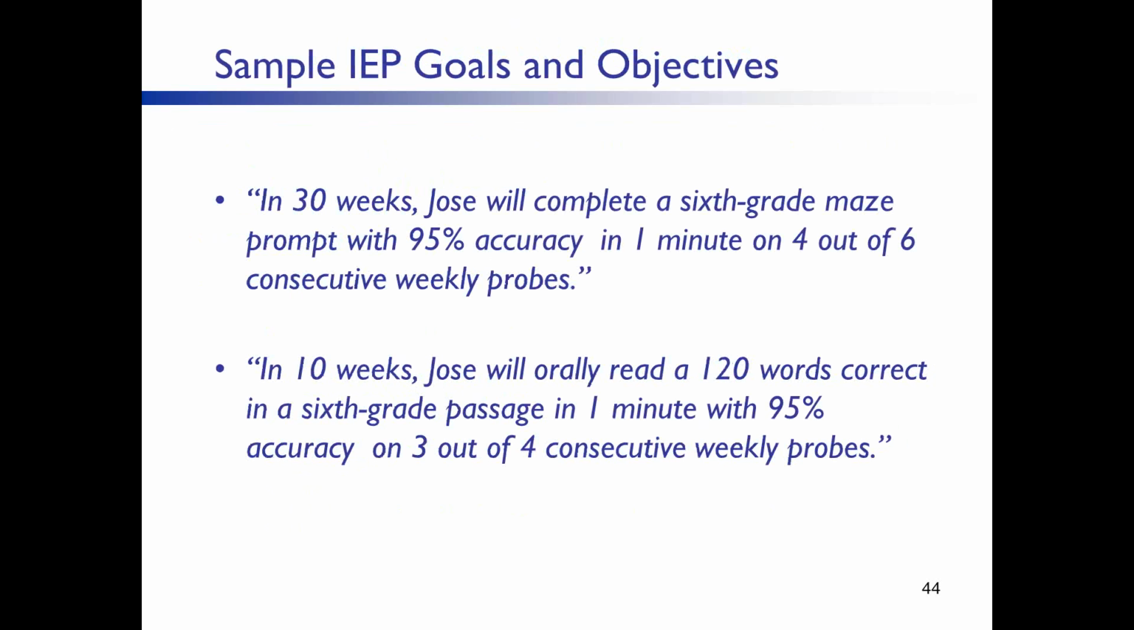So here are some examples. In 30 weeks, Jose will complete a 6th grade maze prompt with 95% accuracy in 1 minute on 4 out of 6 consecutive weekly probes. Again, you're going to have to indicate how you're going to be measuring this. In 10 weeks, Jose will orally read 110 words correct per minute in a 6th grade passage in 1 minute with 95% accuracy on 3 out of 4 consecutive weekly probes.